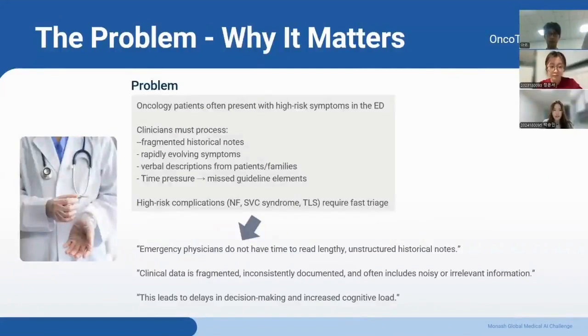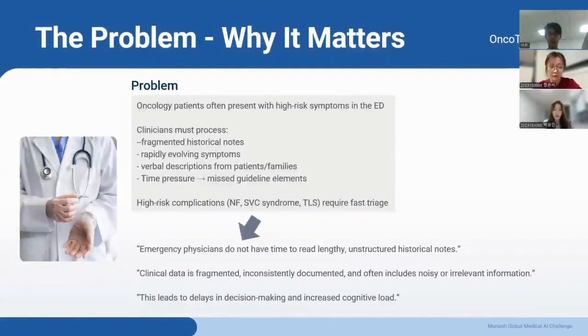This isn't just an inconvenience, it's dangerous. Research shows that poor access to prior information in the ER leads to diagnostic errors, delayed antibiotics, and adverse drug events. Emergency oncology is especially high risk. If the doctor misses something, even small, like febrile neutropenia or TLS, the patient can deteriorate within hours.